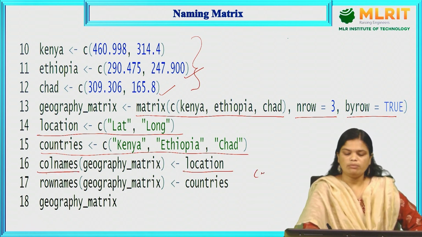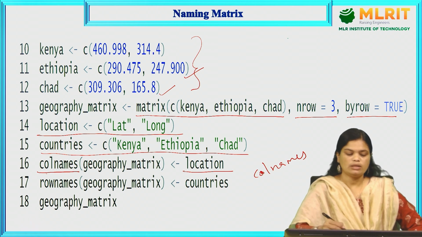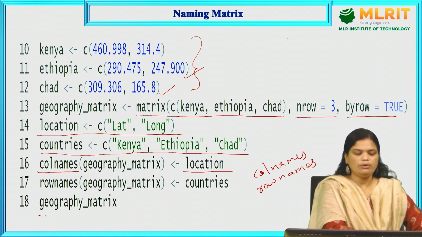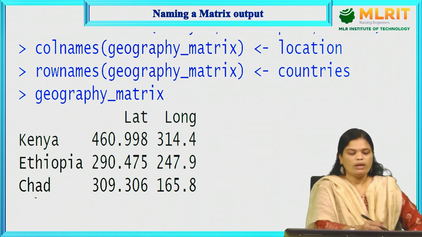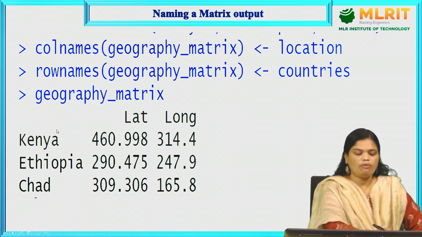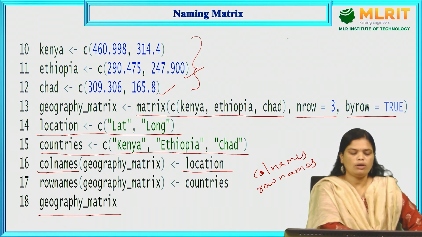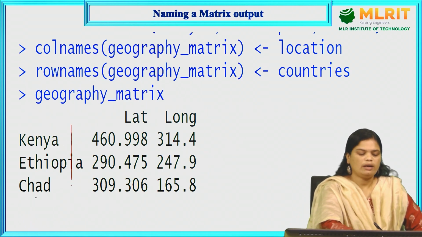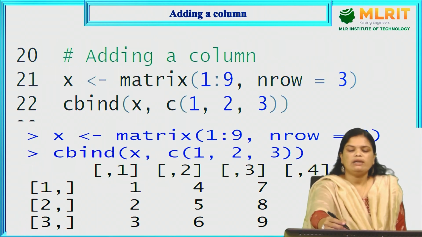So, colnames is a function for naming the columns of the matrix, and rownames is a function for naming the rows in a matrix. Now, I am trying to print the geometry matrix. Observe the output here. Whatever values I gave by using colnames and rownames, those values appear as the column and row names.